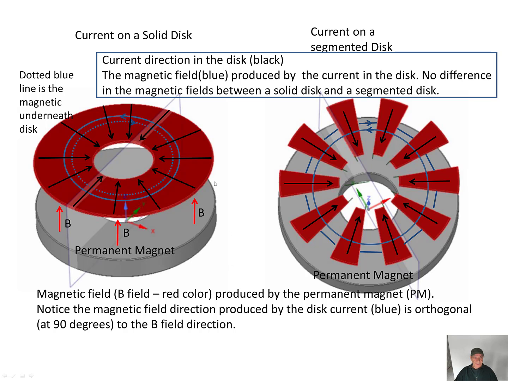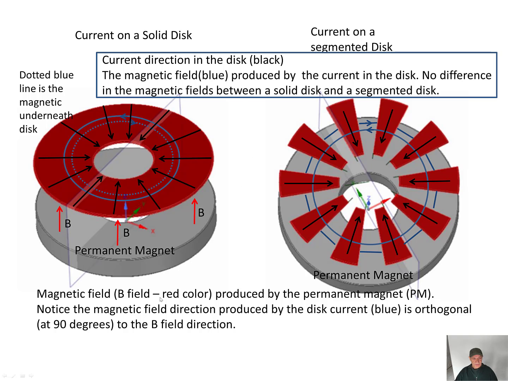Current on a solid disk. The dotted blue line is the magnetic field underneath the disk. The current direction in the disk is black. The magnetic field, blue, is produced by the current in the disk. There is no difference in the magnetic fields between a solid disk and a segmented disk.